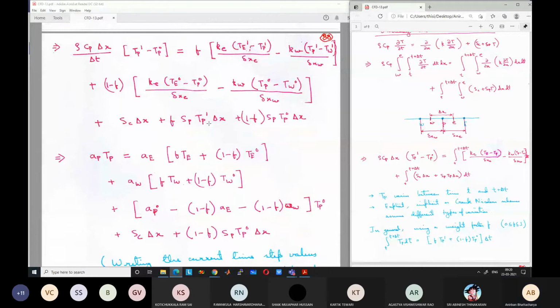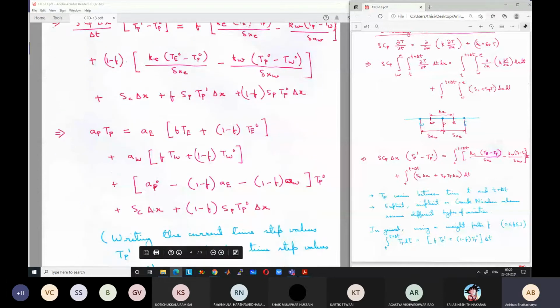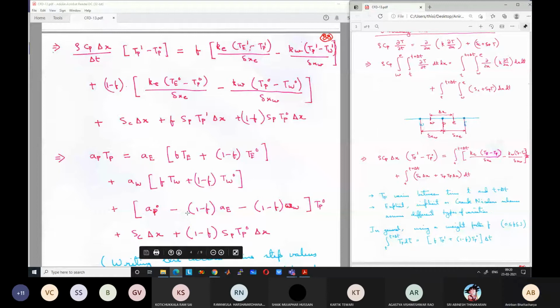Tp0 terms are Ap0. So Ap0 is rho Cp delta x by delta t. This will come to the other side. It is a known term: rho Cp delta x by delta t into Tp0 is a known term. It will come to the other side, and this rho Cp delta x by delta t is called Ap0. Then Ap0 into 1 minus f Ap Tp0; this comes from this term. Similarly, minus 1 minus f Aw Tp0, which comes from this term, plus Sc into delta x. This comes from this term, plus 1 minus f Sp Tp0 delta x, which comes from this term.